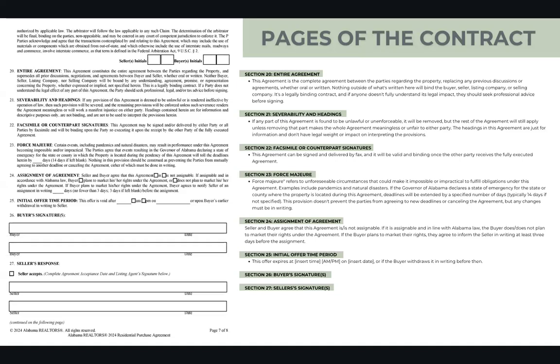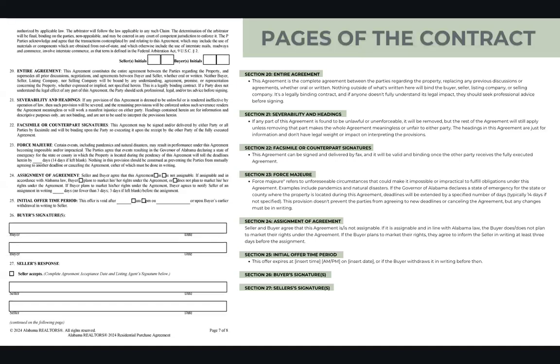Section 23, force majeure. This refers to an unforeseeable circumstance, usually a natural disaster, in which one or both sides are not able to fulfill their obligations. If the governor of Alabama declares a state of emergency for the state or county where the property is located during this agreement, deadlines will be extended by a specified number of days. Usually it's 14, and it will be 14 if nothing is written in the blank. This provision doesn't prevent the parties from agreeing to new deadlines or canceling the agreement, but any changes must be in writing.